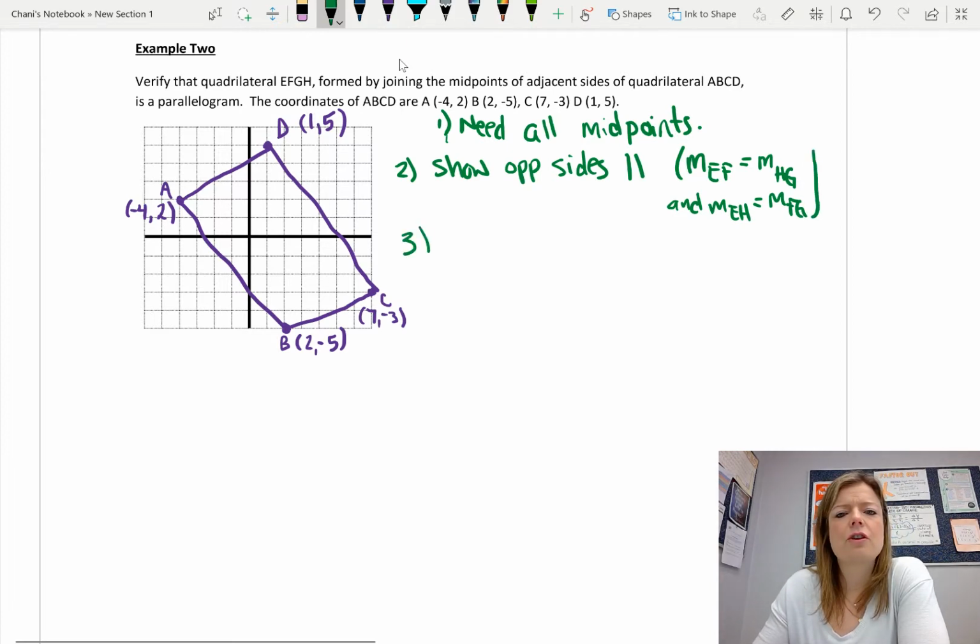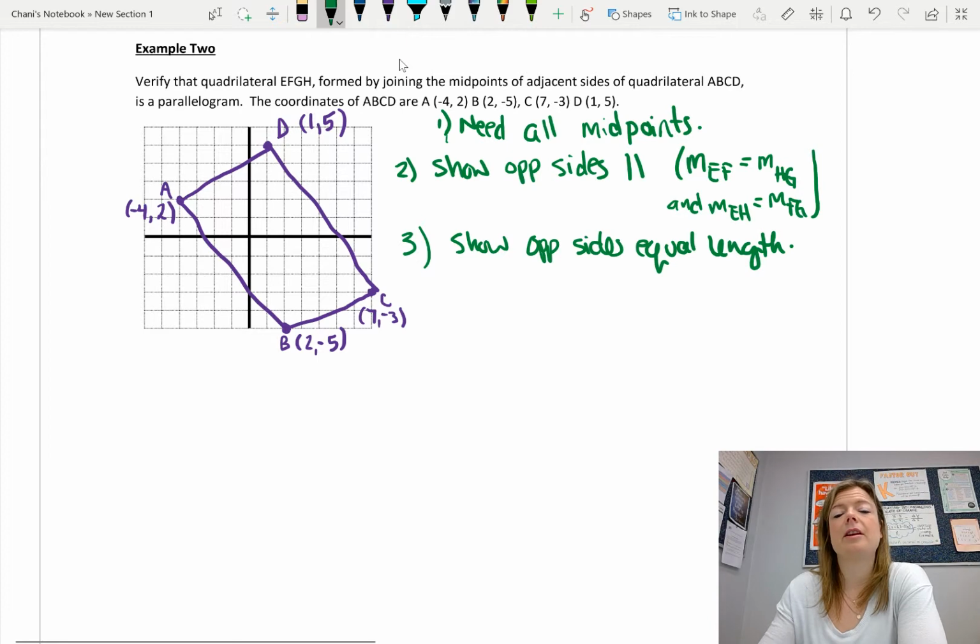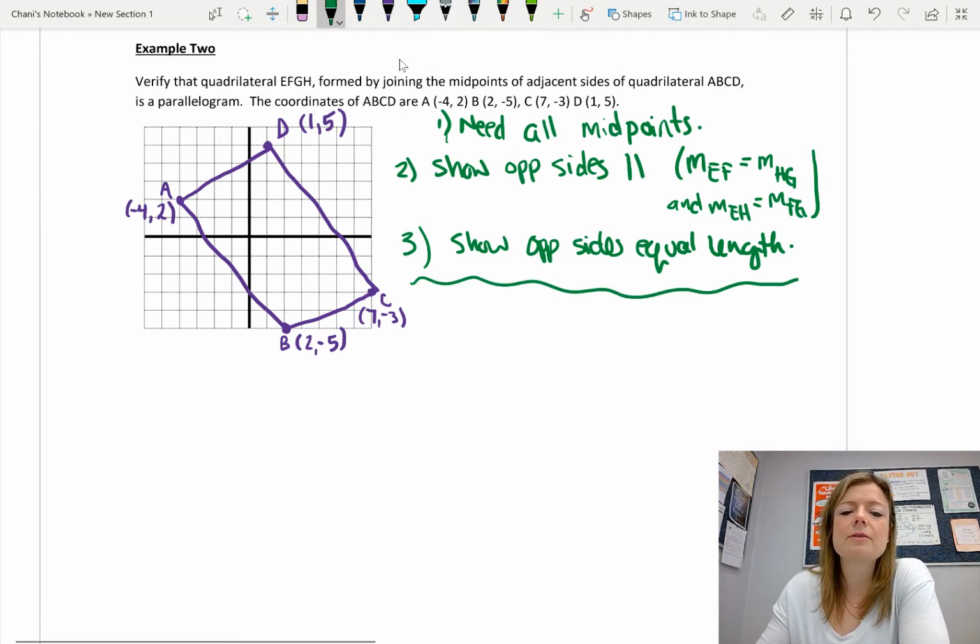Then we have to show that opposite sides have equal length. If we can do that, then we will prove that it is a parallelogram, because parallelograms have parallel opposite sides and opposite sides of equal length. So step 1 is finding all of these midpoints. So I'm just going to assume, guys, that you know how to find midpoints.